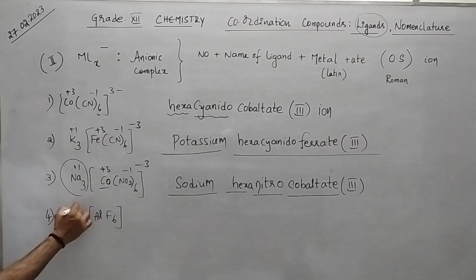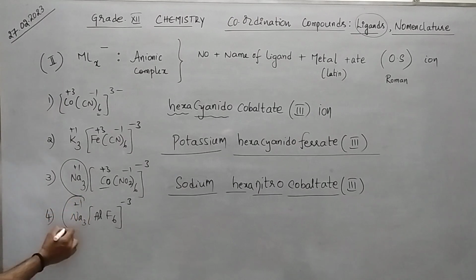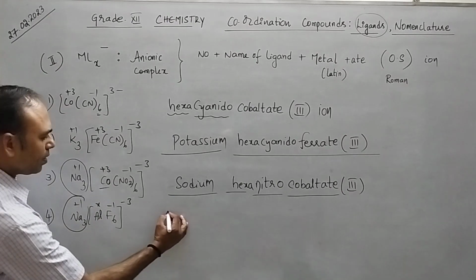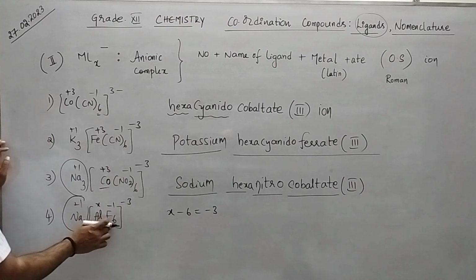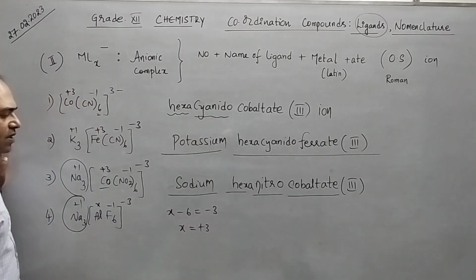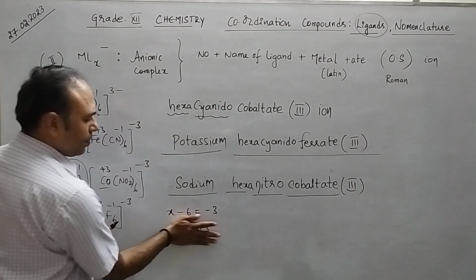Next, Na plus 1. This will become minus 3 because total positive charge is plus 3. Here it will be minus 3. Now F is minus 1. Take Al as X. X minus 6 is equal to minus 3. Minus 1 into 6, minus 6. Send minus 6 to other side. Therefore, oxidation state of Al will become plus 3.